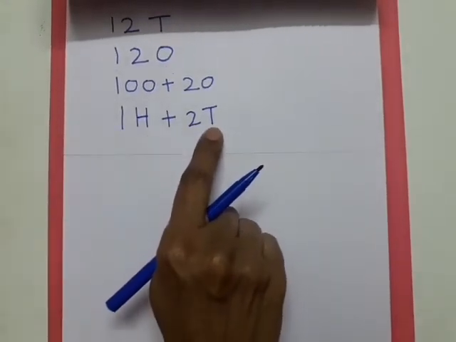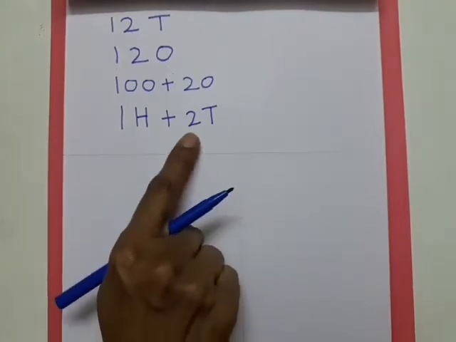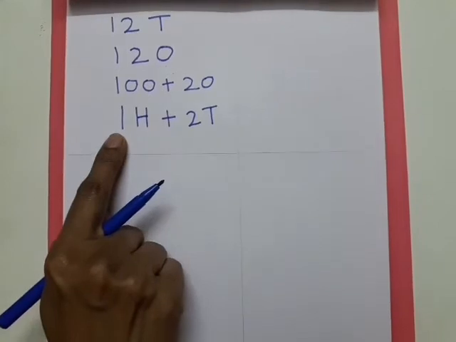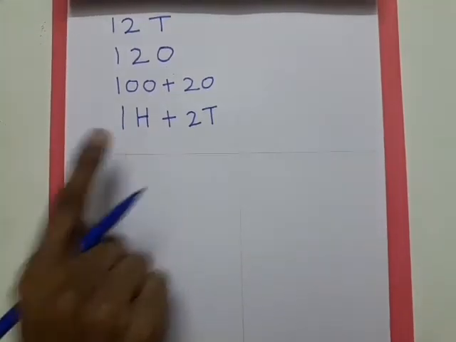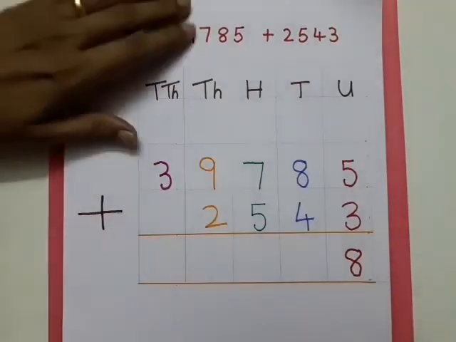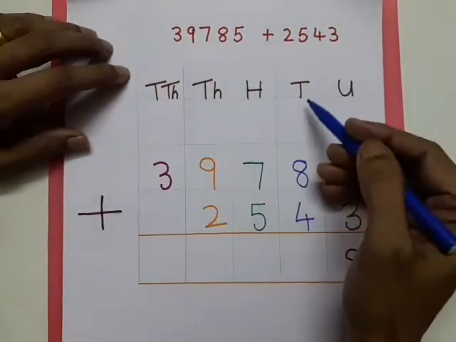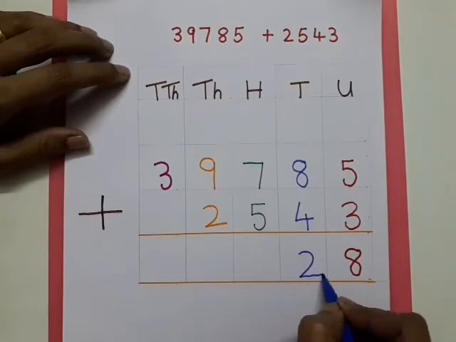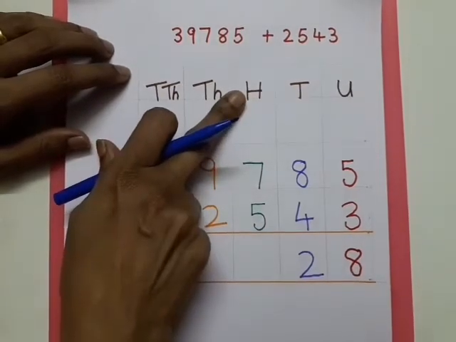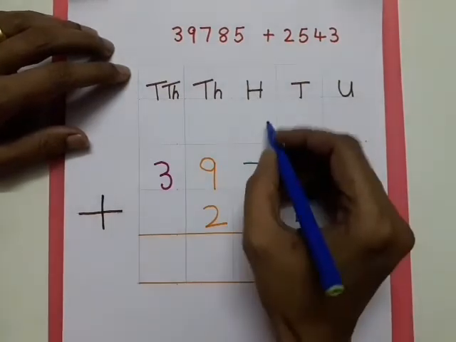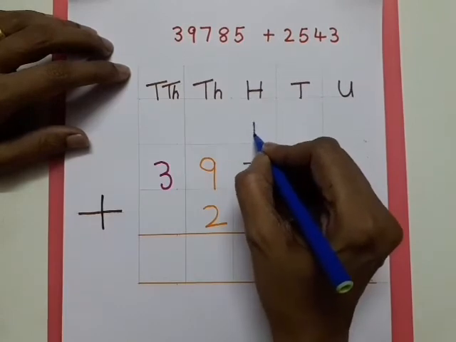So now in your tens place, you will write the number 2, and in your hundreds place, you will write the number 1. So see how you are going to write it now. I told you just now, in the tens place, you will write the number 2, and in the hundreds place, you will write the number 1. Now you are not going to write the number 1 here. You are going to write your number 1 here.